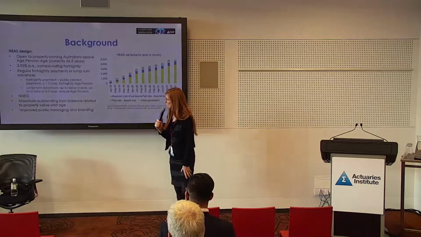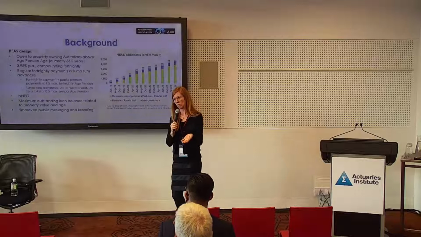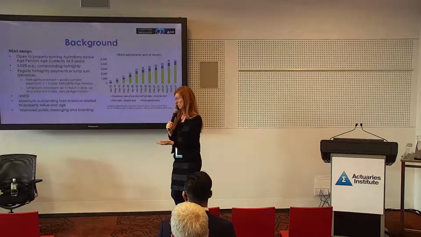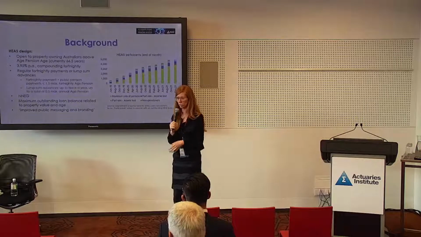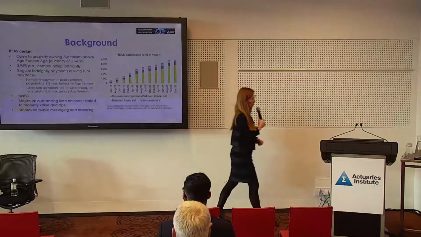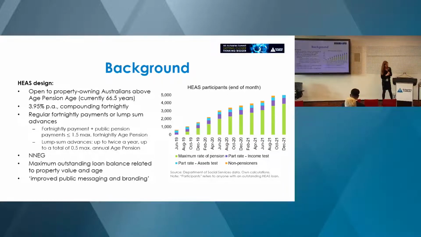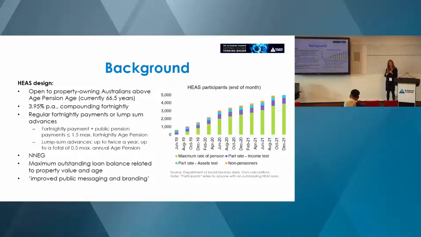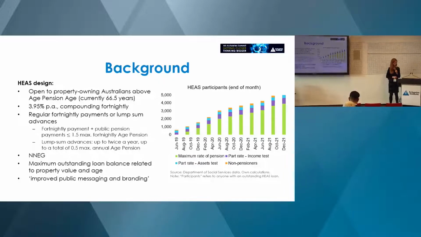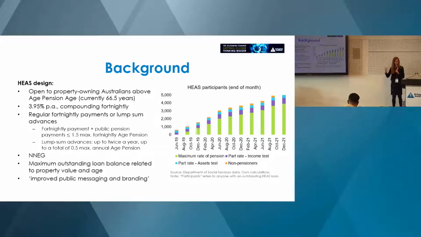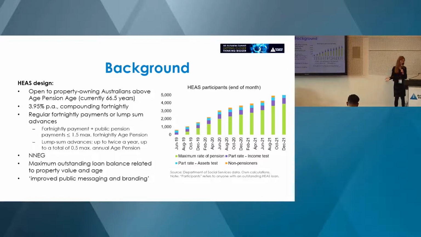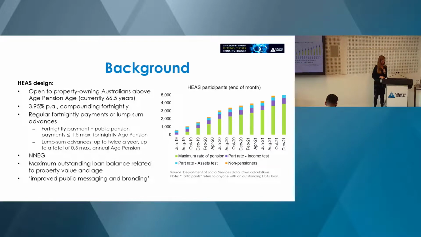So what's the scheme eligibility? Anyone who's of pension age in Australia can access the scheme. You don't have to be an age pensioner; you can be a self-funded retiree. At the moment, you can take out loans to top up your regular income. You can take out fortnightly loans up to 150% of the maximum fortnightly age pension. If you are a full age pensioner, that means you basically get half on top. If you're self-funded, it's 150% of the age pension.